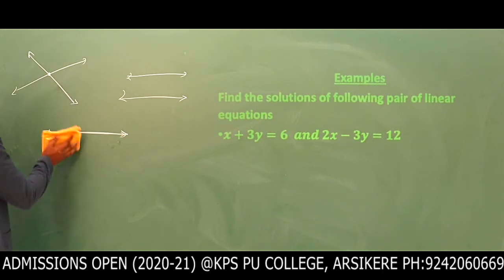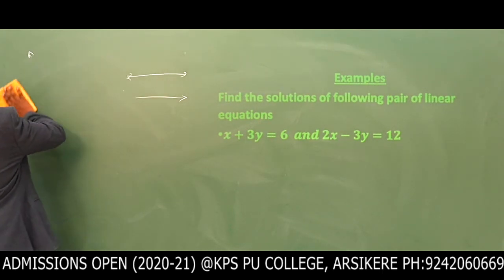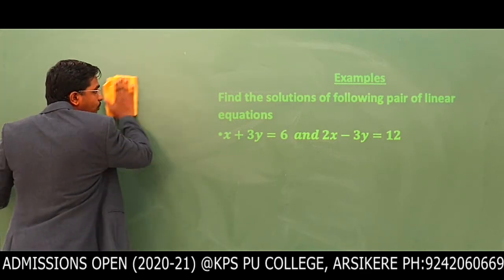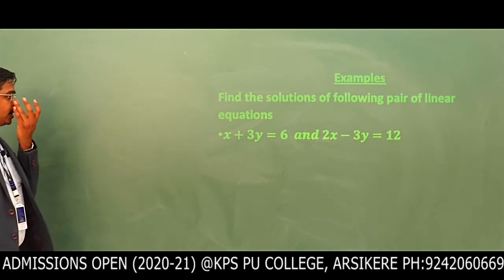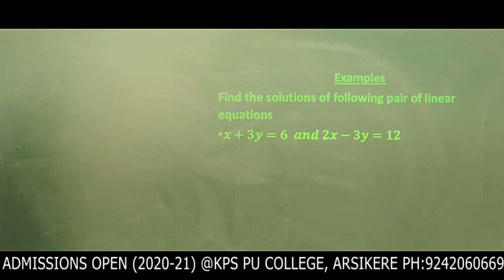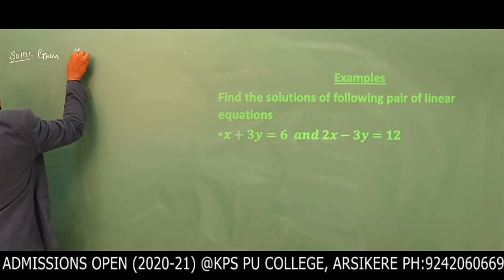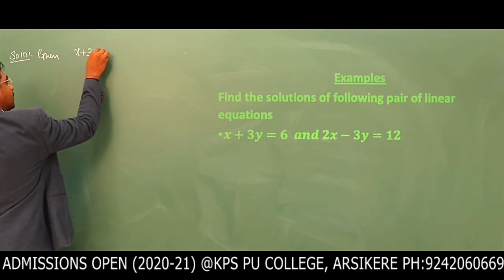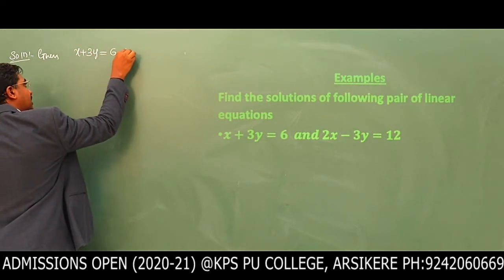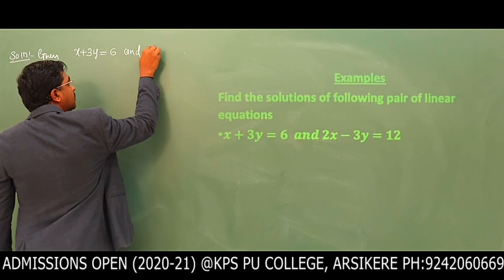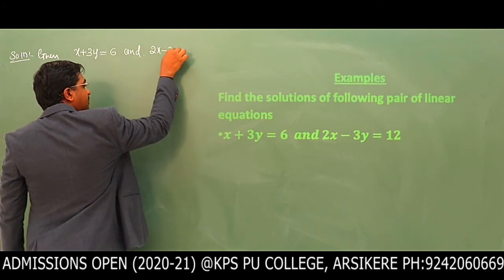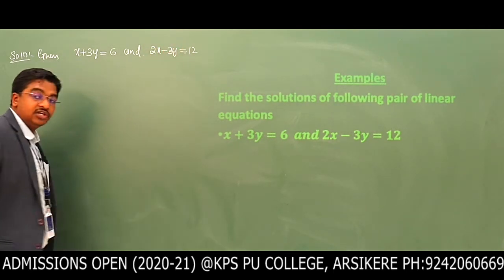We have already discussed that when a1 by a2 is not equal to b1 by b2, we get a unique solution. Just observe there. So what are the given equations? x plus 3y is equal to 6, and another equation 2x minus 3y is equal to 12. So reduce it to general form.